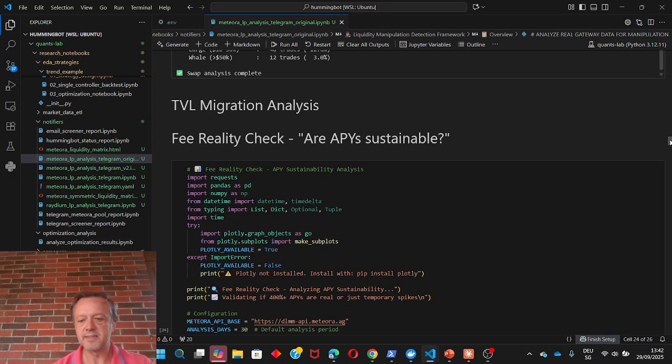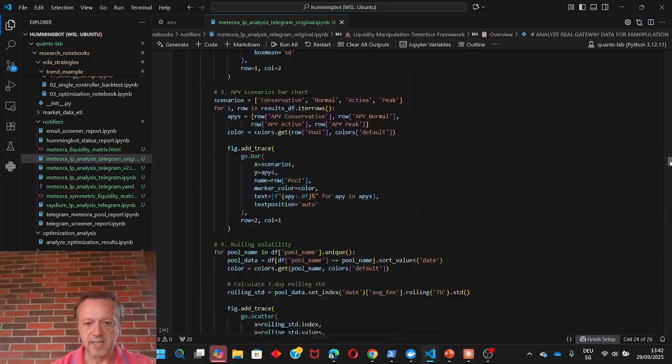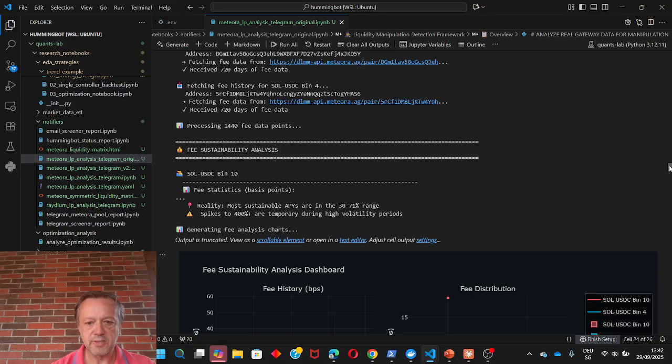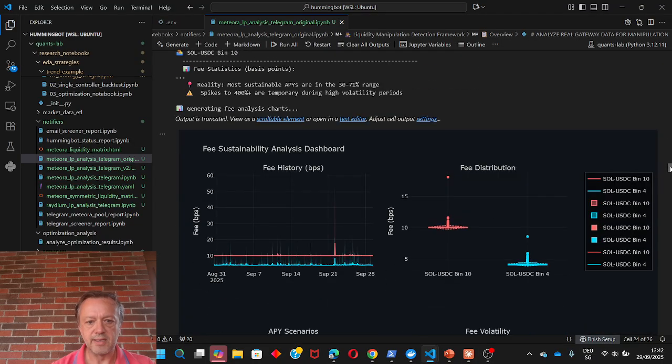Again, in the next cell, we dive a bit deeper into TVL migration analysis, and here it is about fees. So here we try to answer the question: are these APYs sustainable and how have they been evolving over time? As we can see quickly in the outputs, probably the chart is the best way. It's going to show, in this case, for two USDC pools with different bin sizes, what has been the fee history over a certain time window.